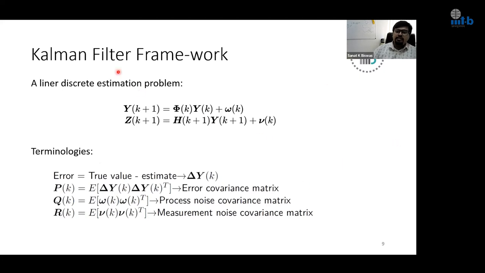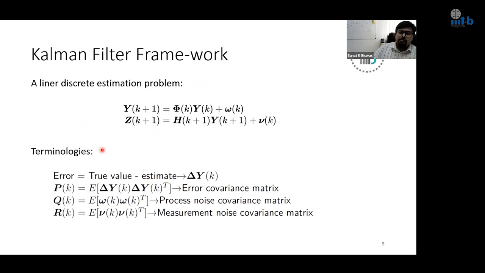Now let us discuss the Kalman filter framework for the linear discrete estimation problem, which is pretty simple. Your state depends linearly on the previous value of the state, what was there at the previous time. Here you can see phi, which is called the state transition matrix. So y k+1 equals phi k times y k plus some noise. Then you have a measurement equation that is also linear: z k+1 equals H, which is a matrix, multiplied by y k+1 plus nu k+1. This is your linear discrete estimation problem, and our goal is to estimate y given this z, or a sequence of z's.